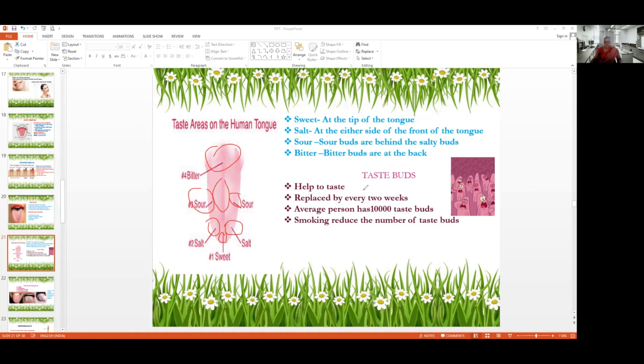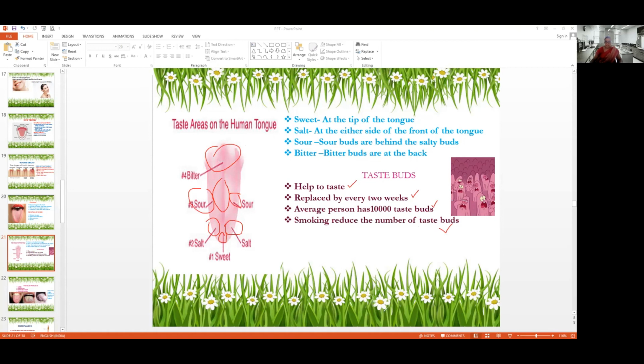Taste buds help us to taste. They are replaced every 2 weeks. The average person has approximately 10,000 taste buds, and smoking reduces the number of taste buds. So these are all the things about the tongue.